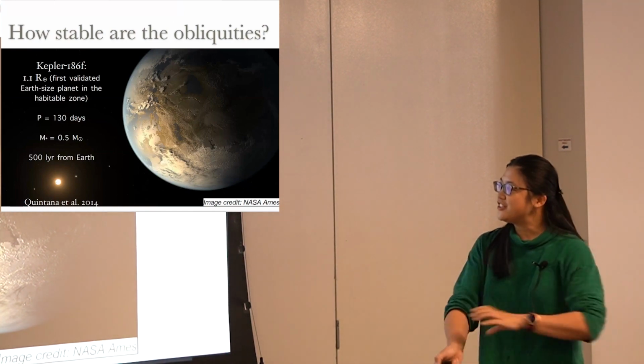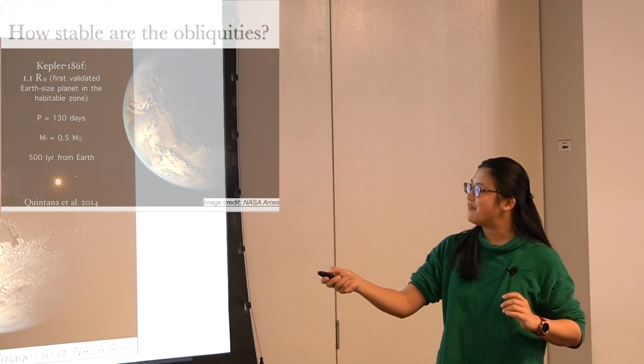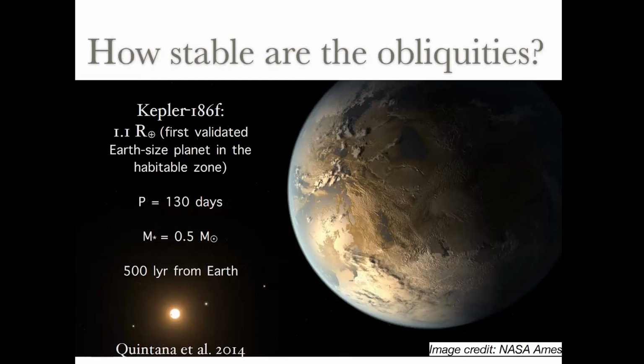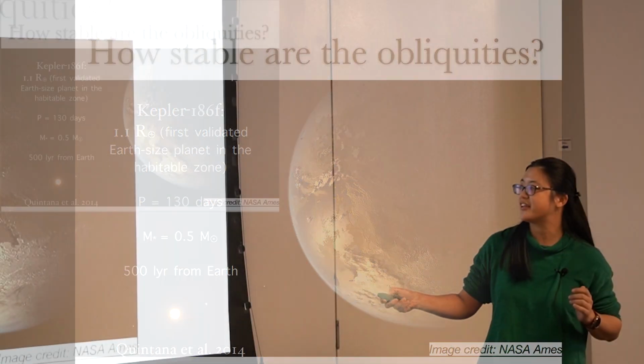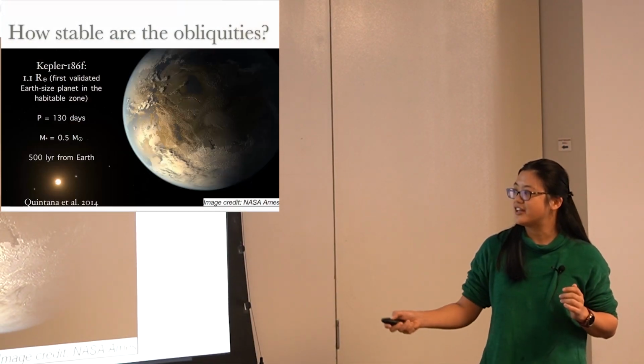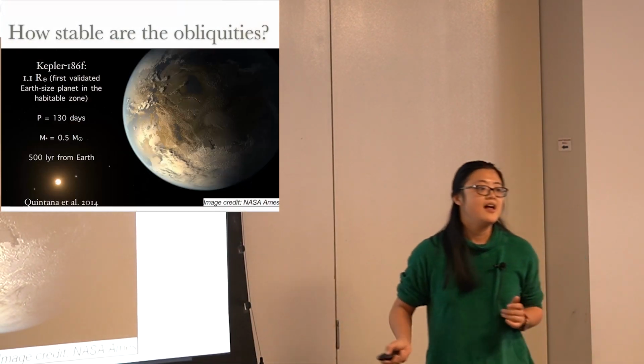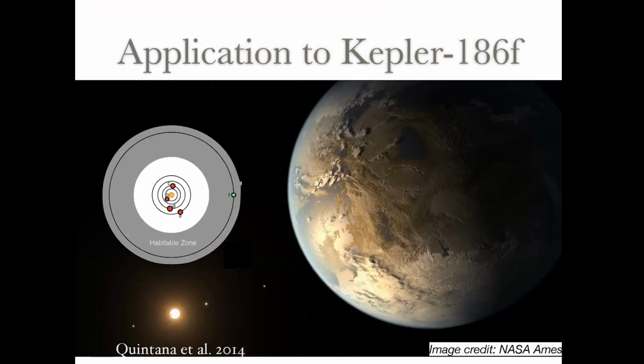Okay, so first we studied Kepler-186f, which is a habitable zone exoplanet slightly larger than the size of Earth, orbiting every 130 days around a lower mass star. And this planet, plotted here, also has planetary companions perturbing its orbit. So we're interested in knowing whether this exoplanet could have large orbital variations.